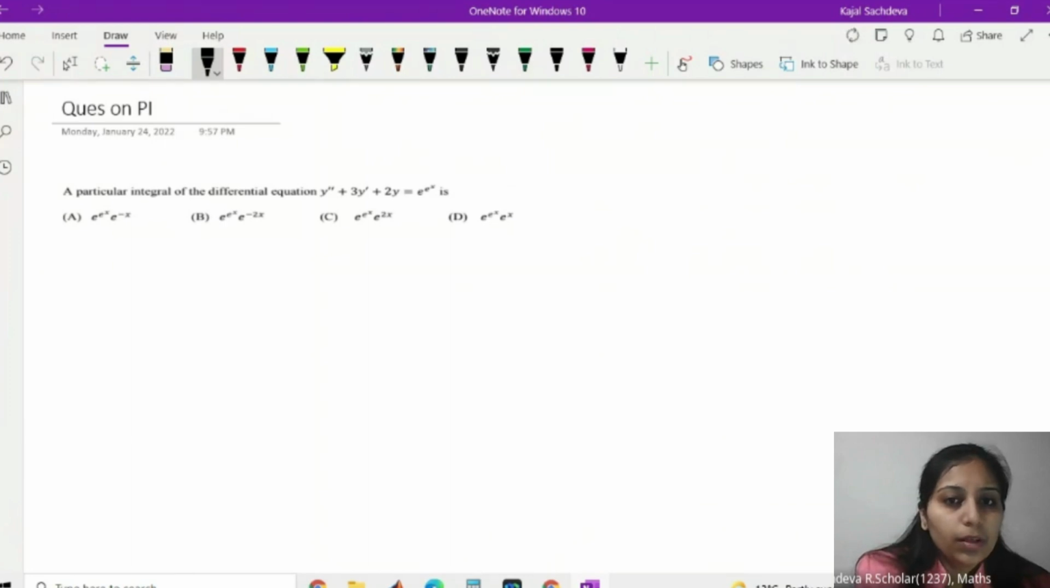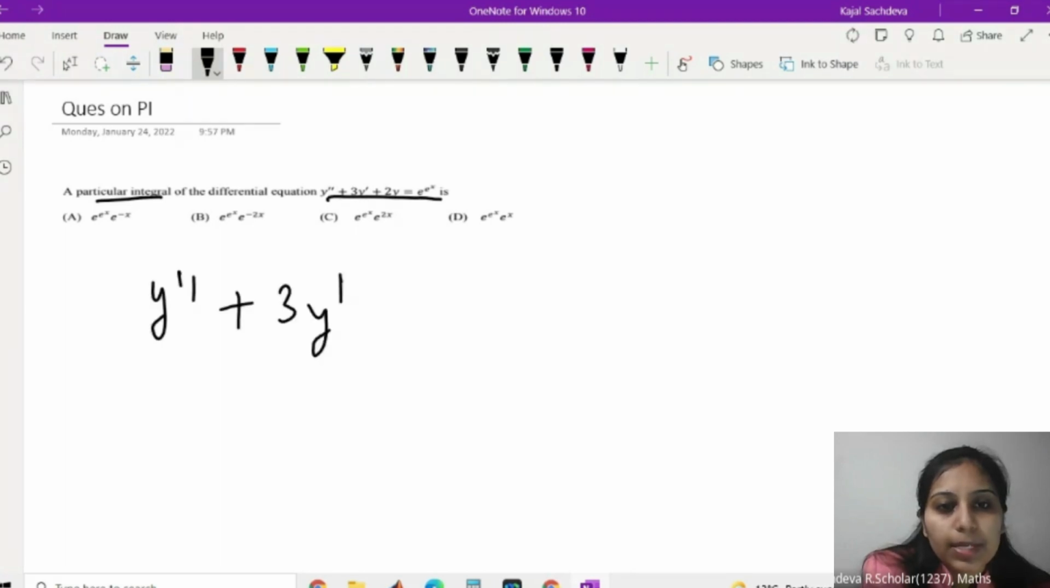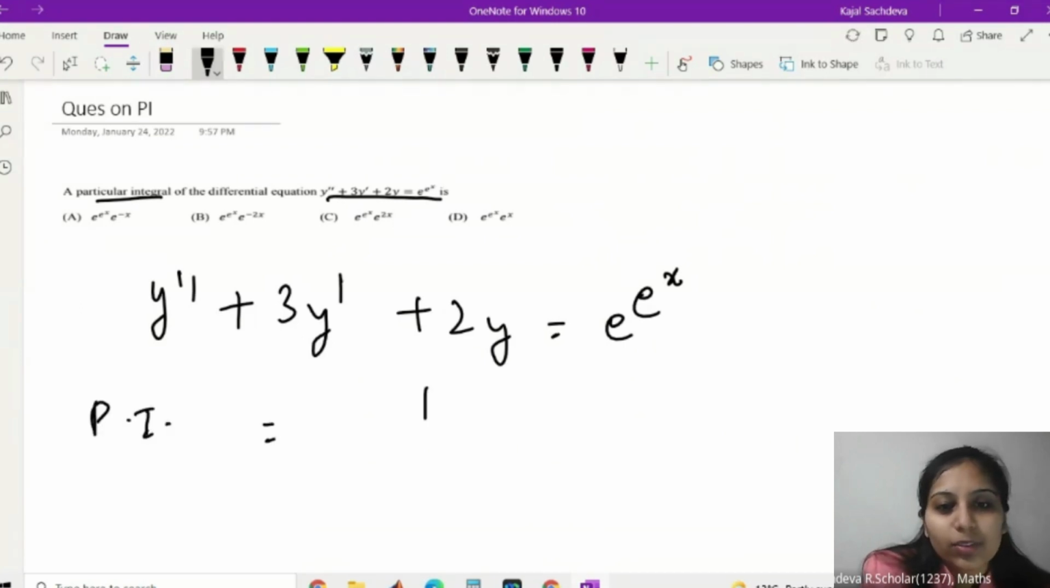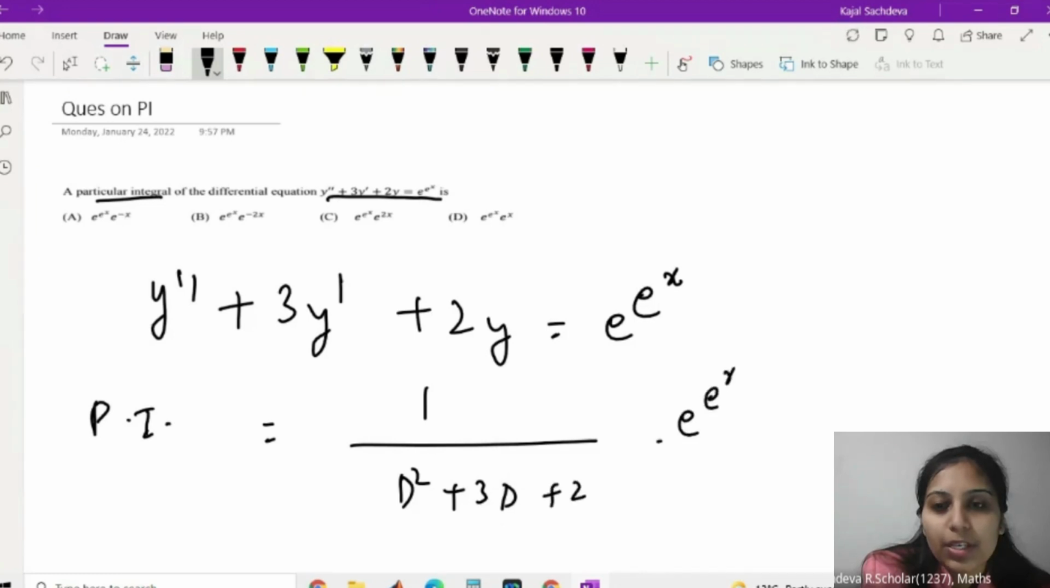So now one most, I think, good or important question we can say. We are to find the particular integral of this differential equation. What is the differential equation? y double dash plus 3y dash plus 2y is equal to e raised to power x. So we have to find the particular integral here. The symbolic form is (D square plus 3D plus 2) into e raised to power x.